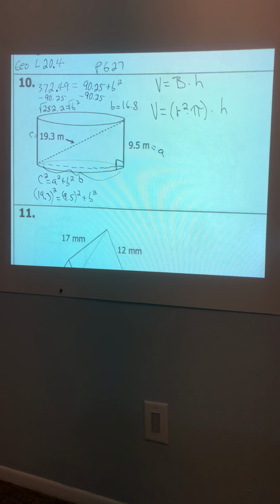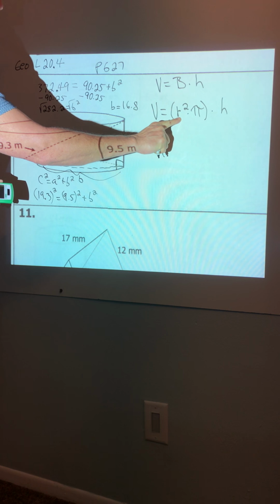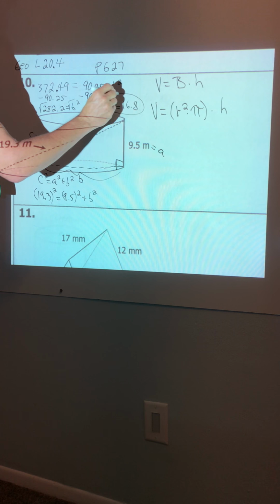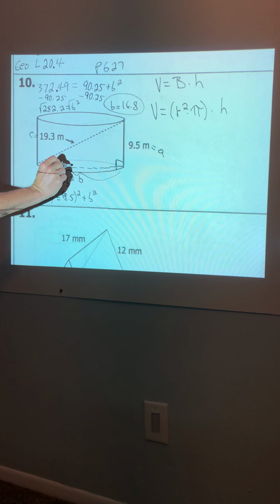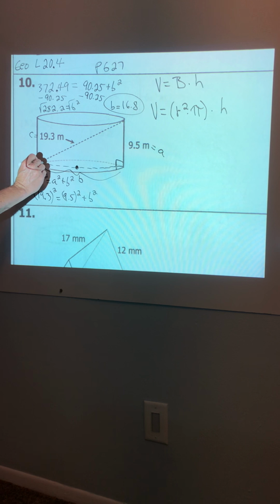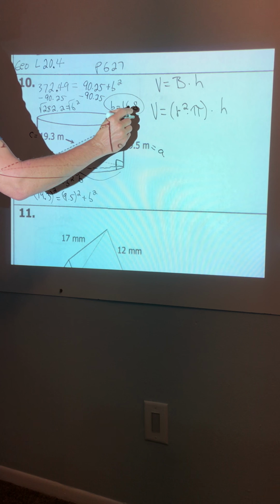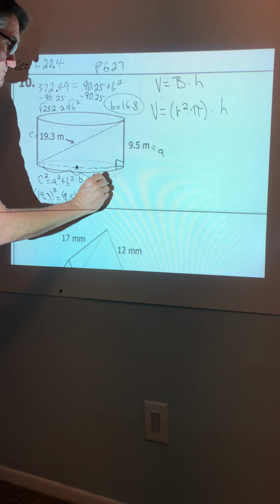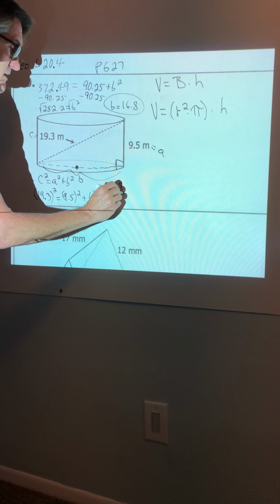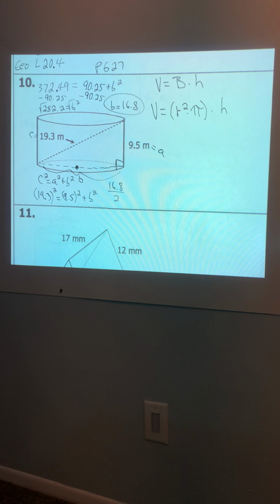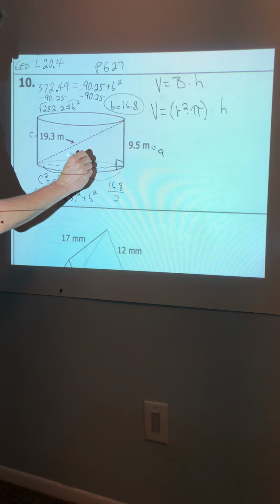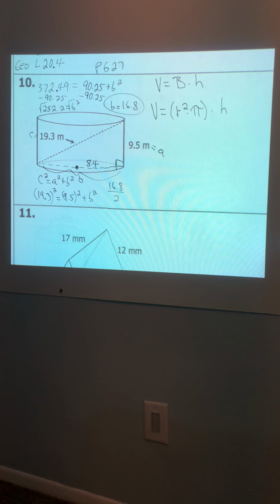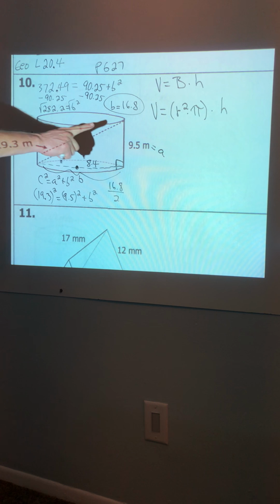But now remember, we need the radius. The 16.8 is that complete diameter. So in order for me to have the radius, since that's the diameter, you're going to take the 16.8 and divide it by two. I know someone's quicker than me. 16.8 divided by two, and I get 8.4, so 8.4 will be your radius. We are now good to go.